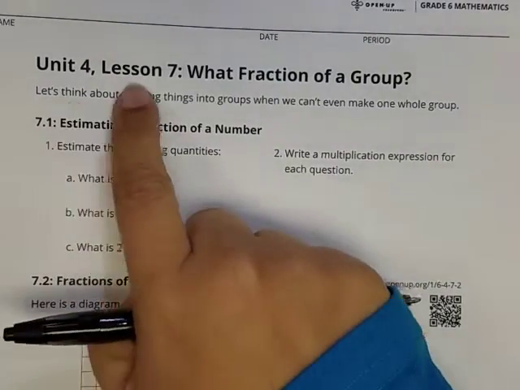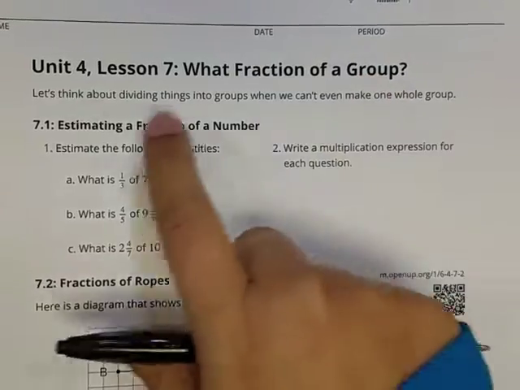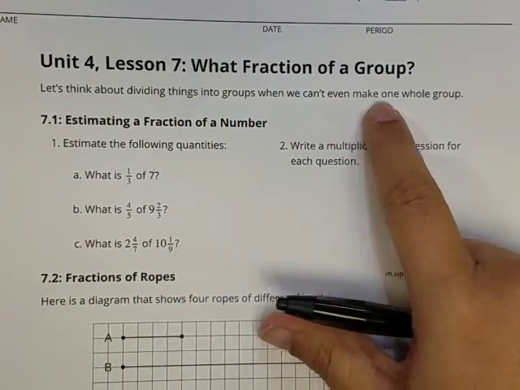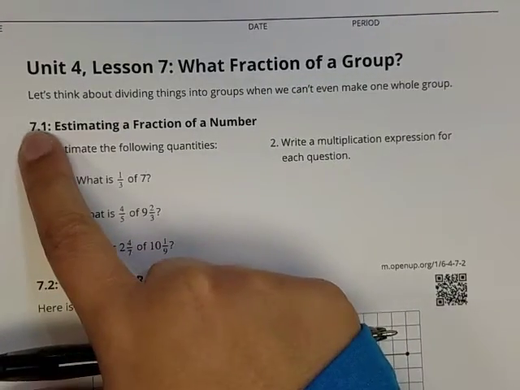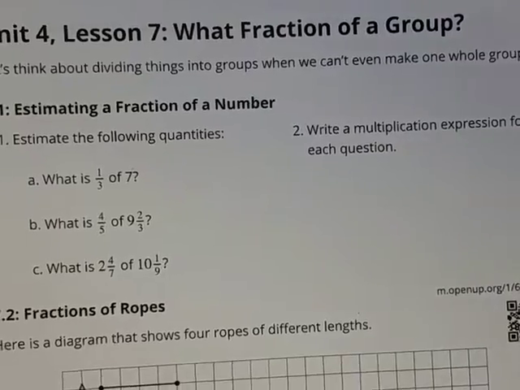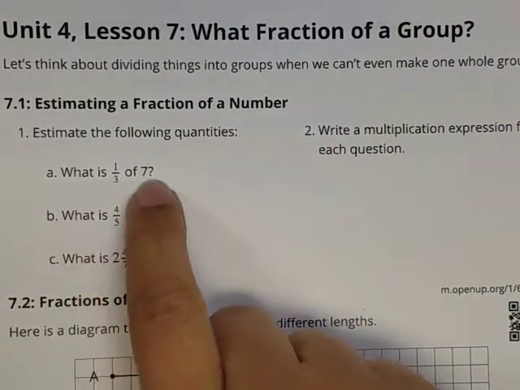Hi, this unit, lesson 7, is on what fraction of a group. So let's think about dividing things into groups when we can't even make one whole group. We're going to do 7.1 right now, which is estimating a fraction of a number. So without calculating, about how much is 1/3 of 7?